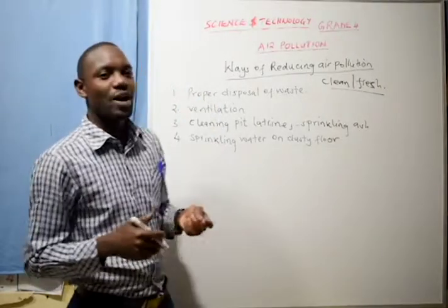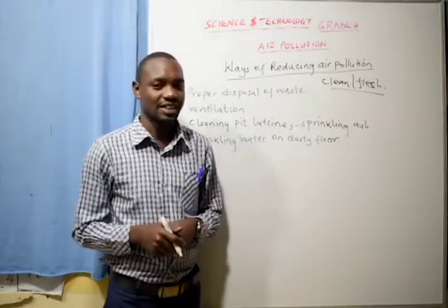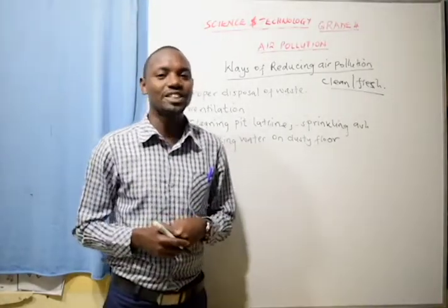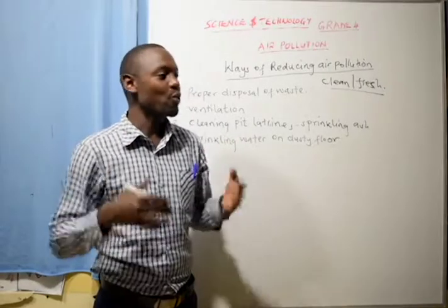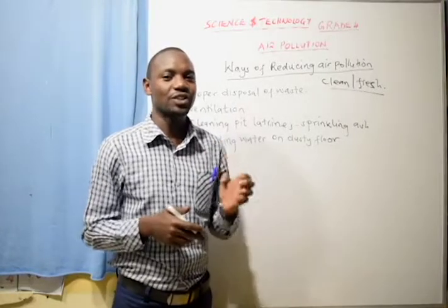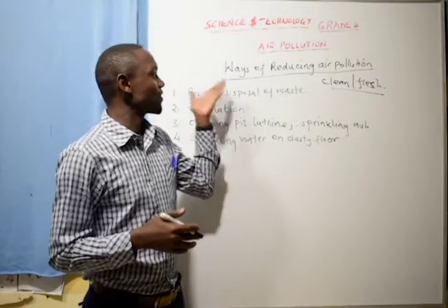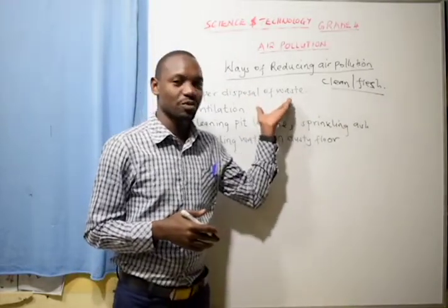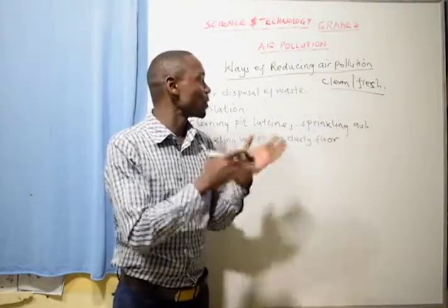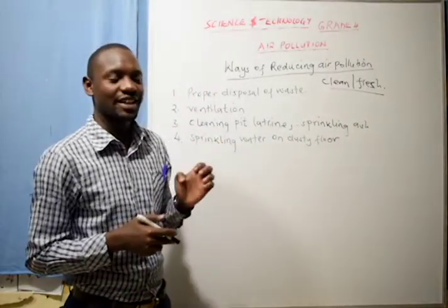One way of reducing air pollution is by proper disposal of waste. Waste can be from the kitchen, those are food remains. How will you be able to dispose of this? Because we said one cause of air pollution is rotting dump sites. So, once you've collected waste from the kitchen, you should dispose of it properly in a compost pit, and make sure that that place is very clean.